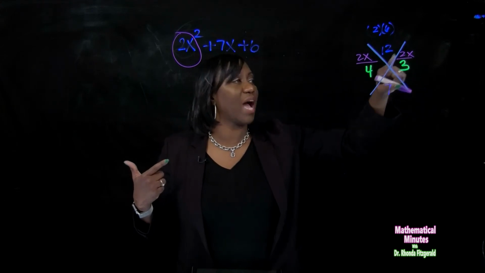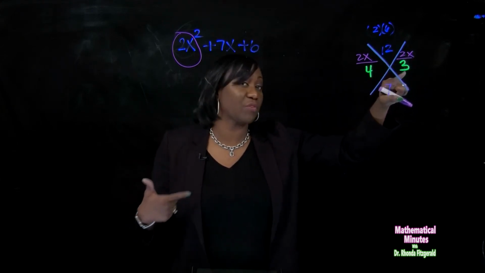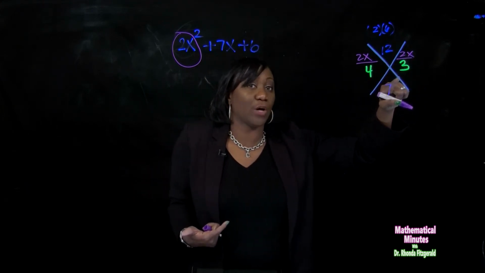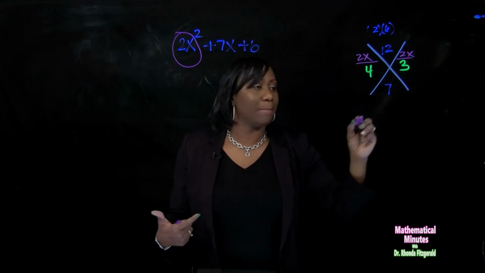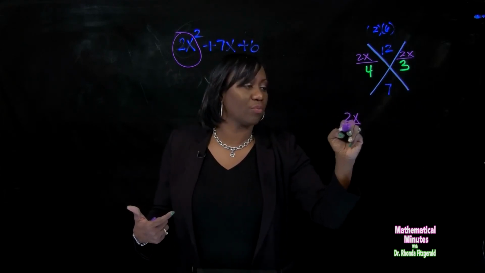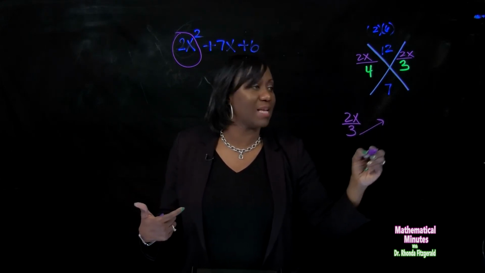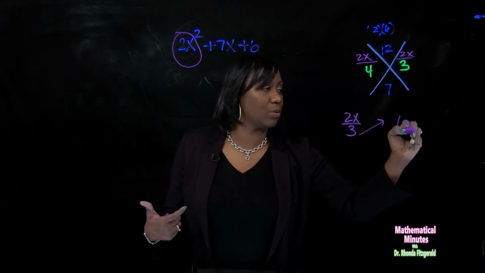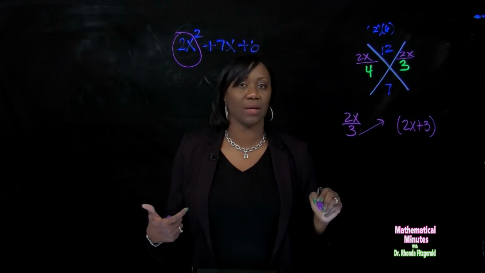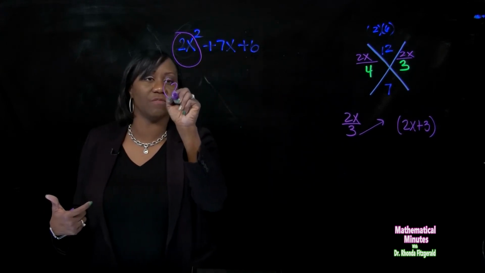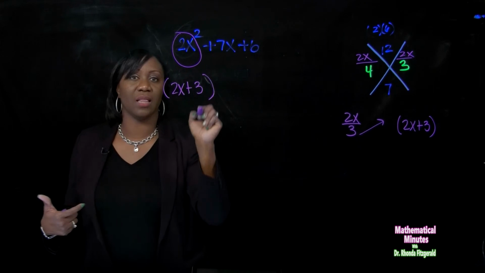And let's look. Actually, this one is simplified. 2x over 3 cannot be simplified any further. So remember, we're just going to shift it over. And this implies that my factor is simply 2x plus 3. So we have the first factor of 2x plus 3.